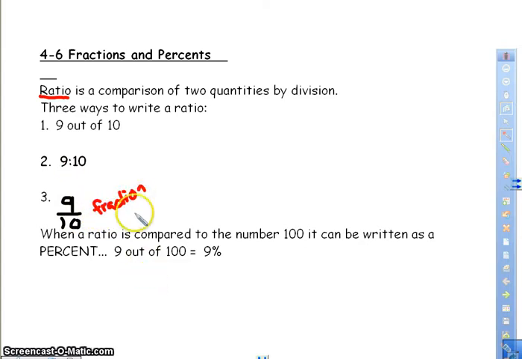When a ratio is compared to the number 100, it can be written as a percent. So 9 out of 100 would equal 9%. We'll be comparing 9 to 100, which is 9%. So that's what we're going to do today. We're going to write our fractions as percents and our percents as fractions. What you have to remember is the key word here is 100.